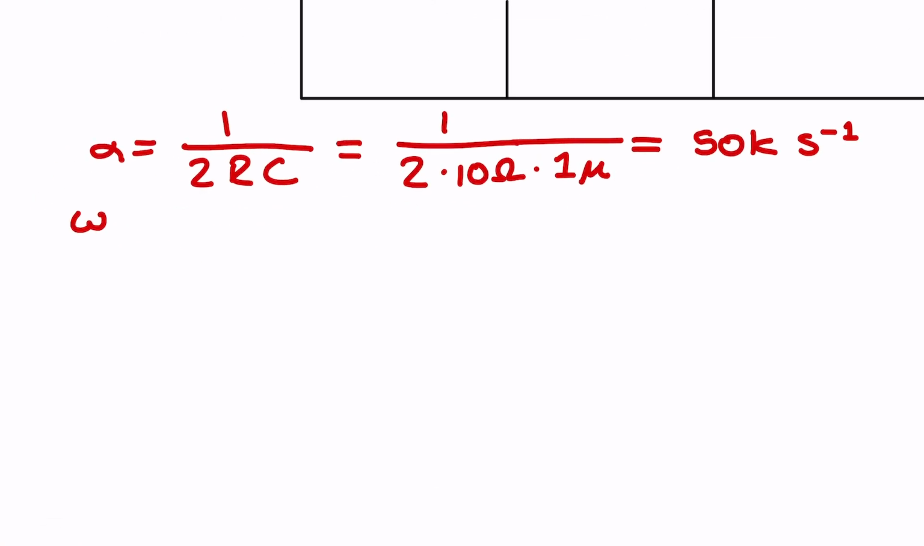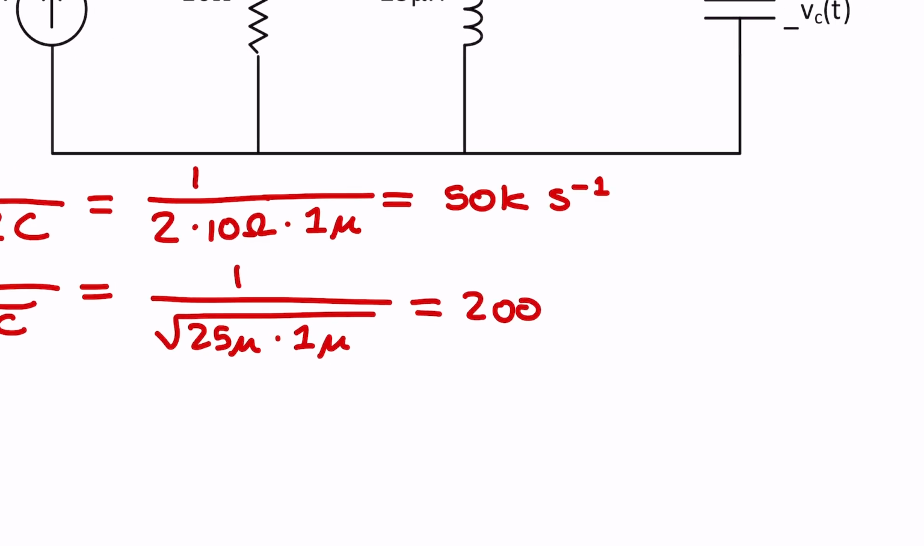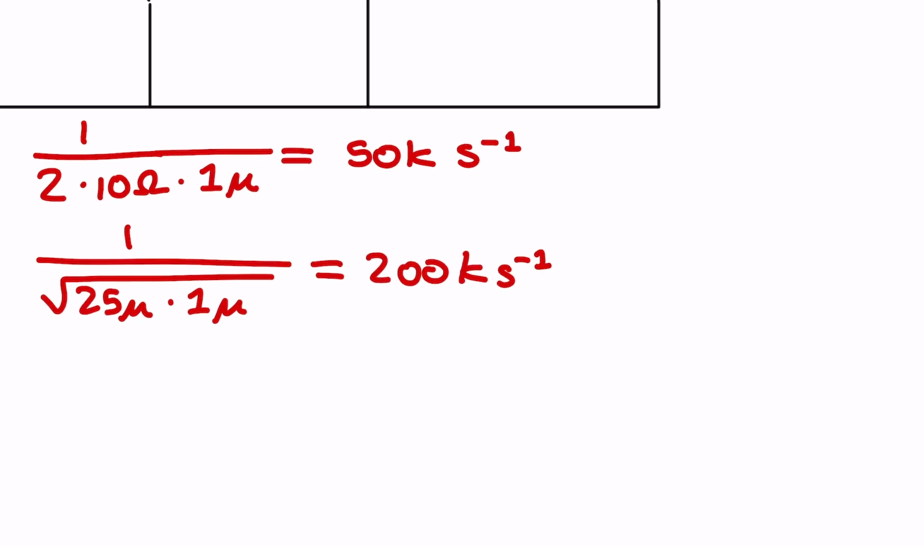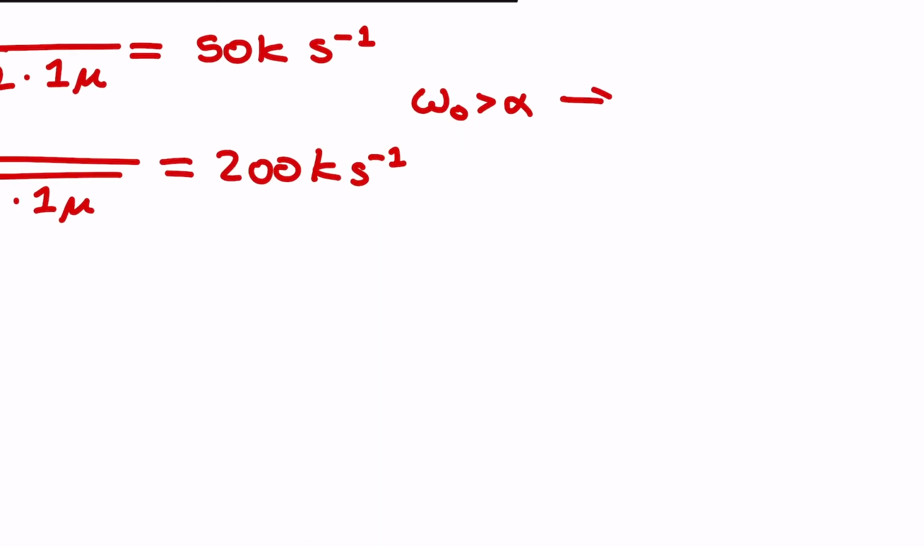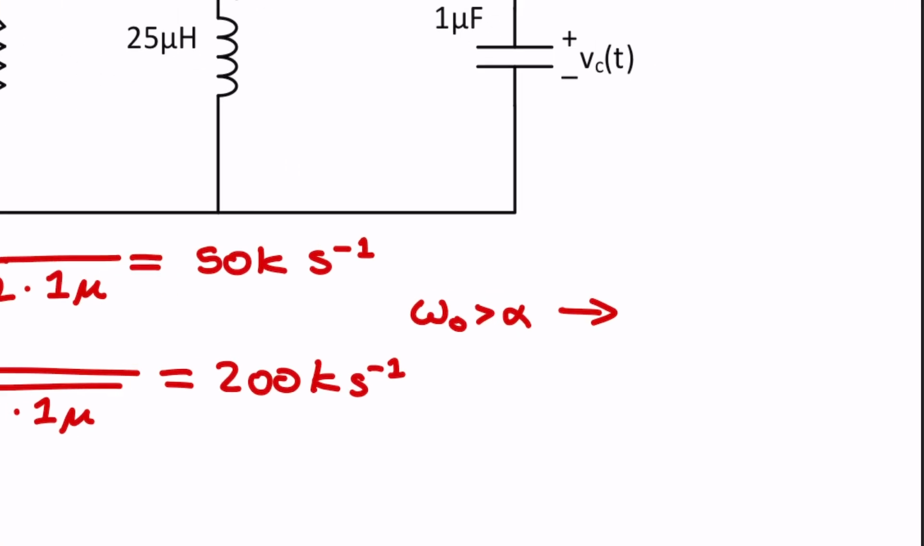Now let's do our omega naught. How do we find this? Again, we have the equation provided to us, so we just plug that in. Square root of 1 over 25 microhenries times 1 microfarad, which is equal to 200k seconds^-1. Now let's take a look at the 2 of these and compare them. What do we notice? Obviously, omega naught is greater than alpha, pretty straightforward, which means we are going to be, let's check the cheat sheet, underdamped. Pretty straightforward.